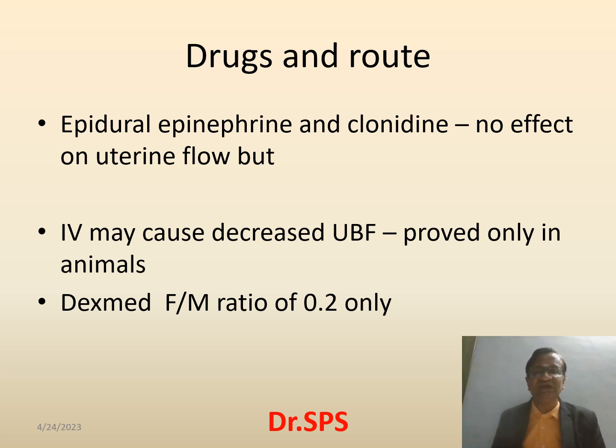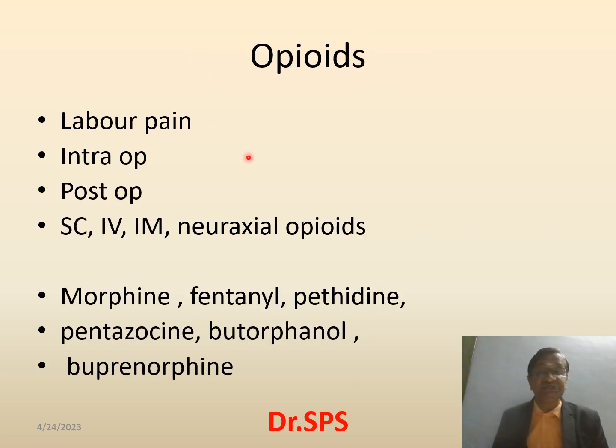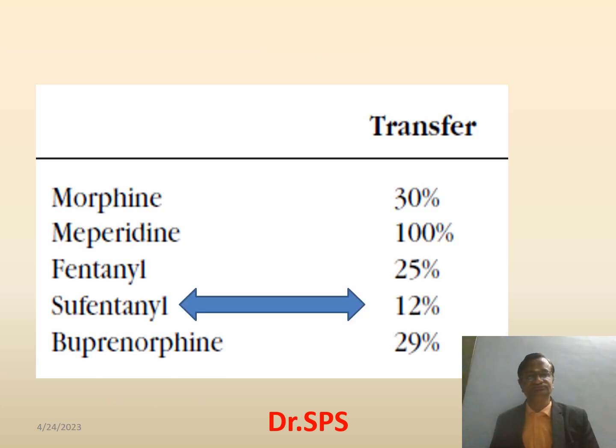Drugs en route: epidural epinephrine, no effect on uterine blood flow. But IV can cause decreased uterine blood flow in animals. We have already told dexmedetomidine F by M ratio is 0.2 only. F by M ratio means fetal by maternal. Labor pain, intra-op, post-op, subcutaneous, everything is given. And many people use fentanyl, pethidine, buprenorphine, and pentazocine. So sufentanil has got a transfer of 12%. Pethidine has got a transfer of 100%. But still, a lot of people have used pethidine in labor analgesia safely for many decades.